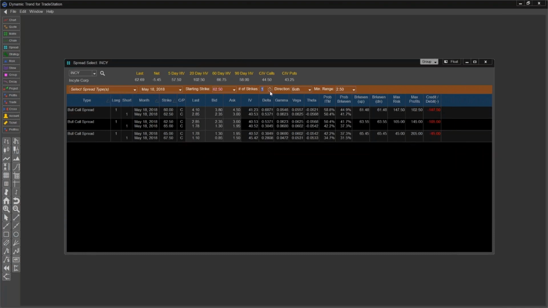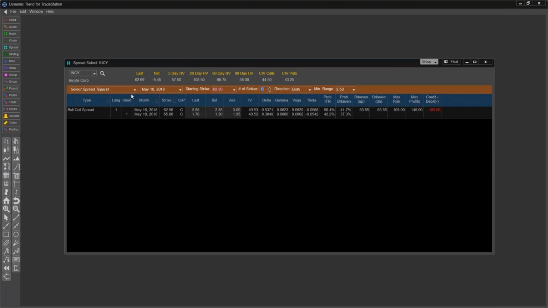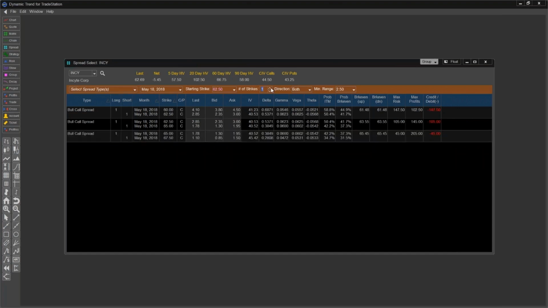If I only use one strike, I only get one because I can spread a 62.5 to 65. If I do another one, it goes 60 to 62.5, 62.5 to 65, 65 to 67. I can also come in and say, make that by 5 strikes. So now it's 60 to 65, 62 to 750.